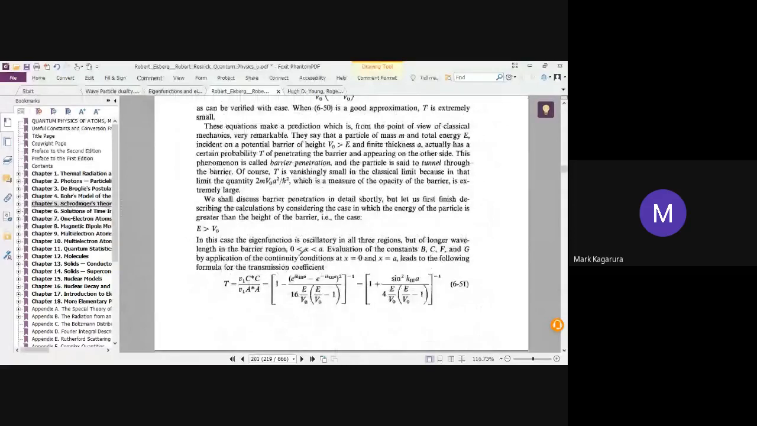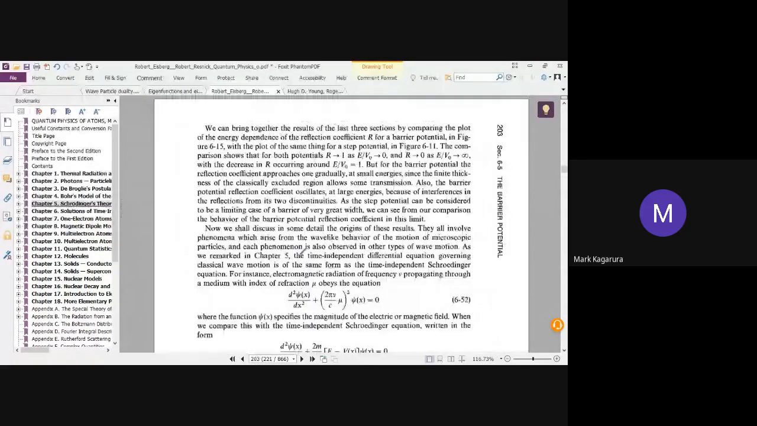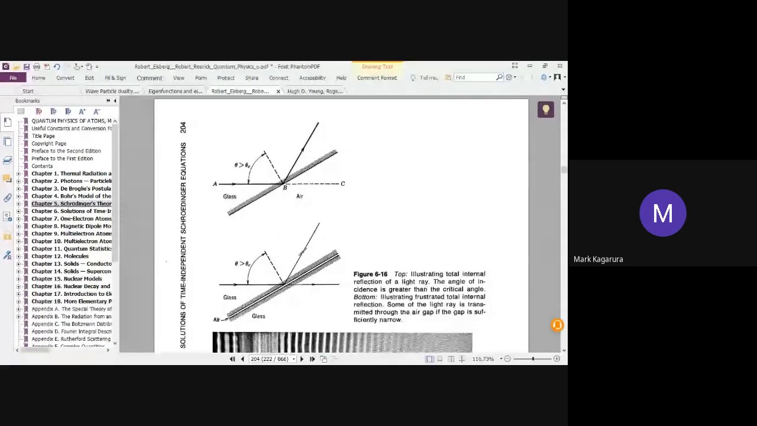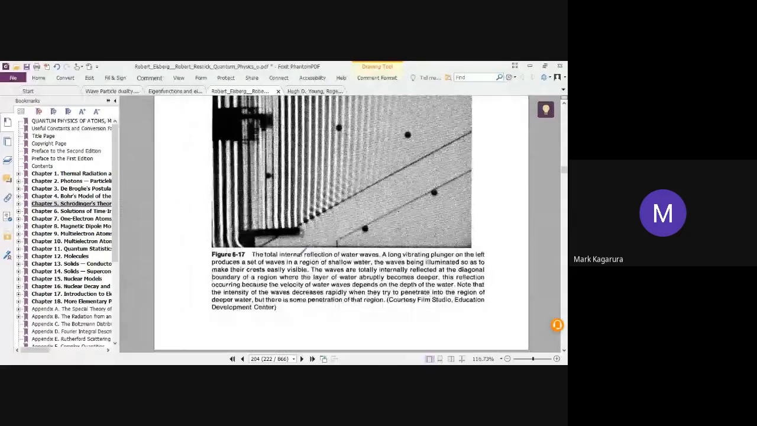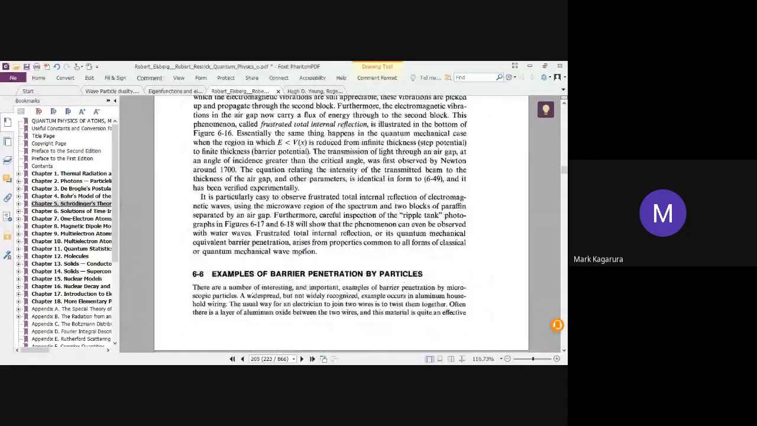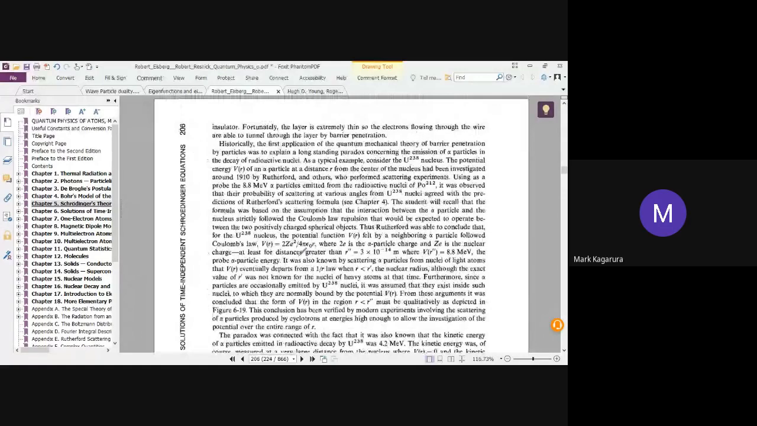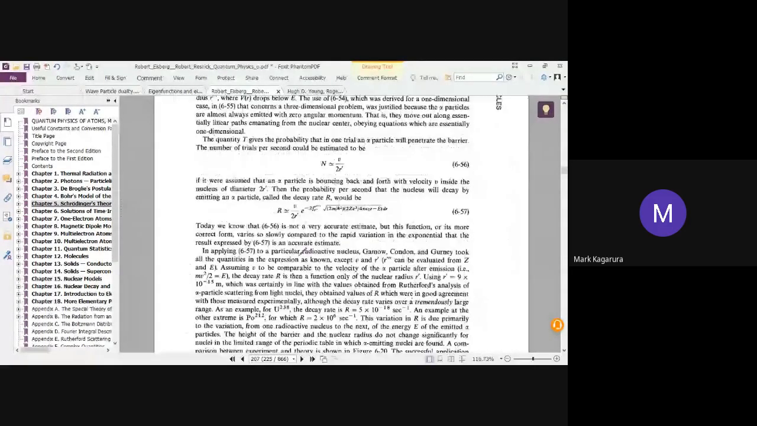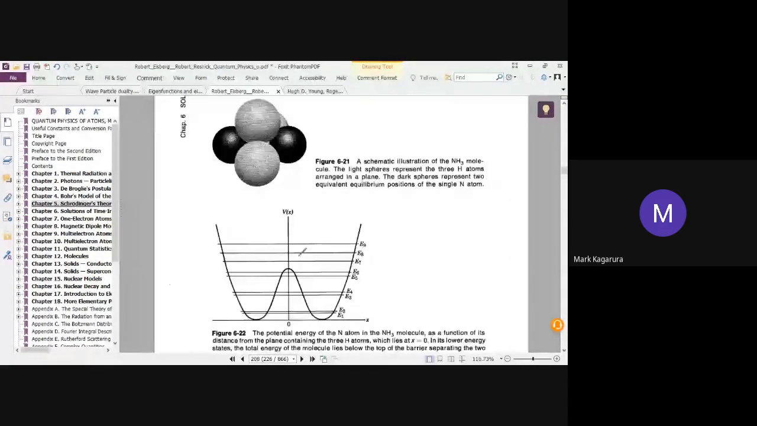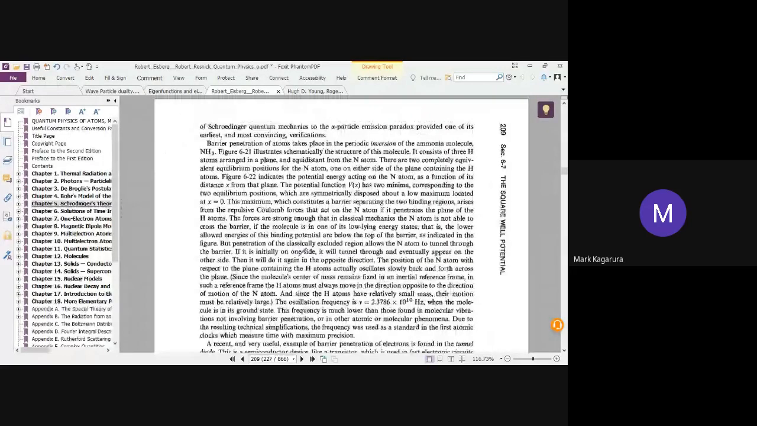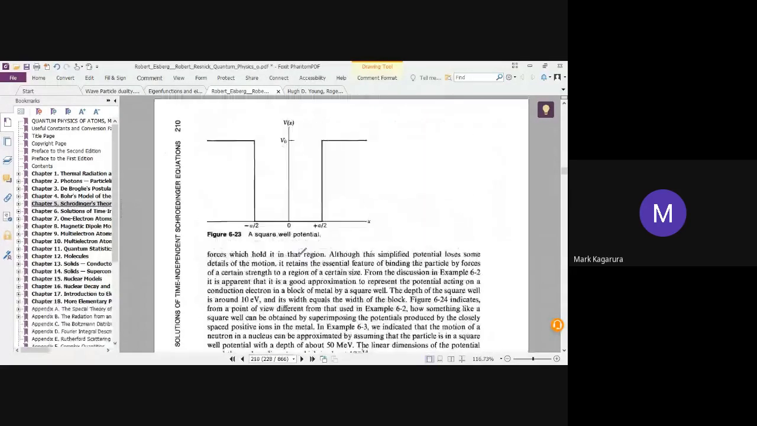But let's first go to the well, the potential well. Eisberg also gives you what you guys call real world applications, what a potential step would look like, what tunneling would look like. Tunneling, you guys use tunneling all the time.